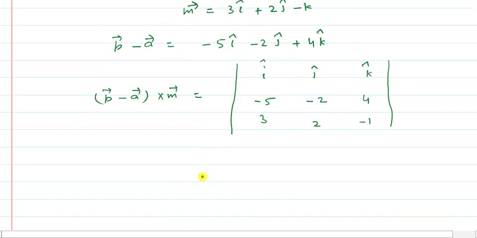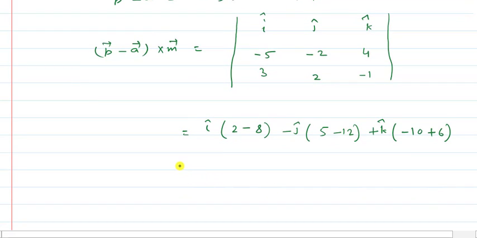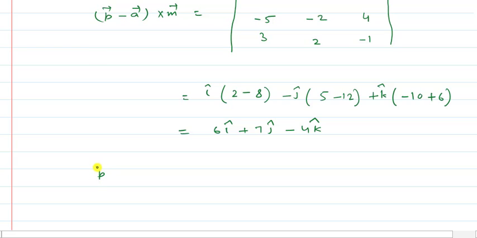So let us calculate this thing, which we are getting: i cap into 2 minus 8, minus j cap into 5 minus 12, plus k cap into minus 10 plus 6. So we are getting minus 6i cap plus 7j cap minus 4k cap. So this is (P minus A) cross M, but we need its modulus. So let us calculate the modulus of it, the modulus of (P minus A) cross vector M.